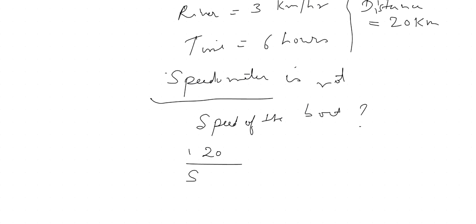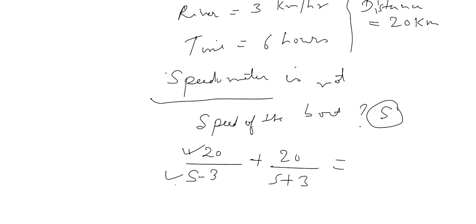So you're going upstream, which means s minus 3. This is distance, this is time: distance upon time. Okay, and then you come back, so plus 20 upon s plus 3. Essentially, this is the time that you took to move upstream, and then you came back. You have to go home. So this is the time you took to come back, and this is known to you as 6 hours.